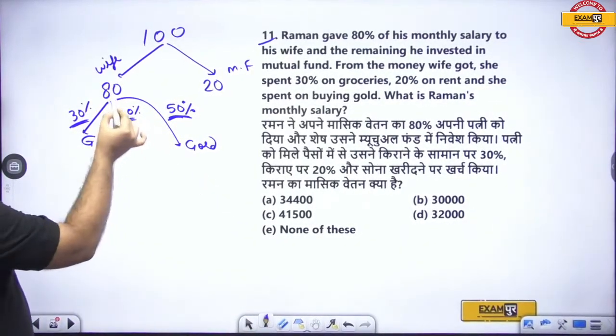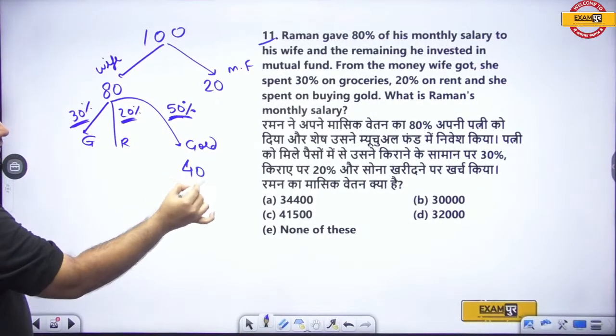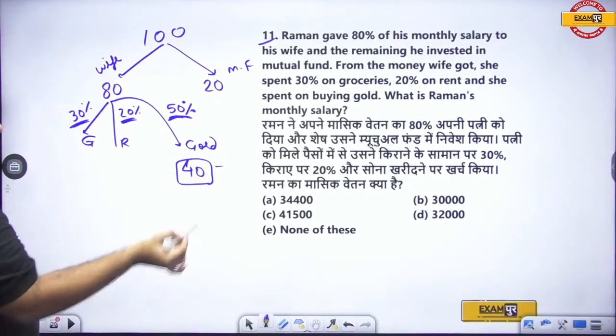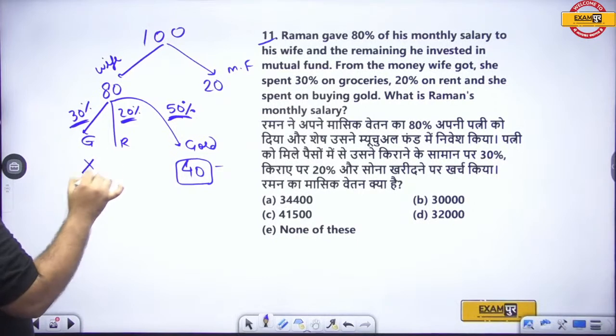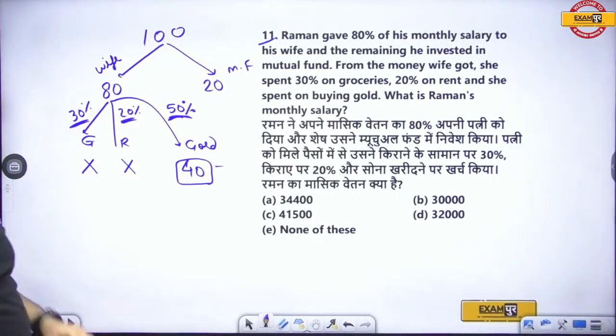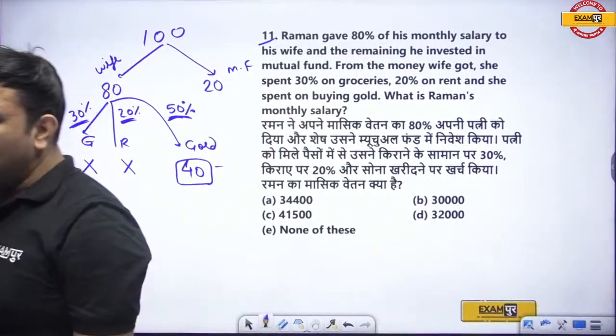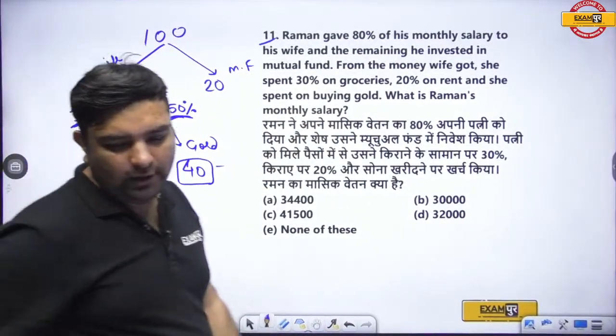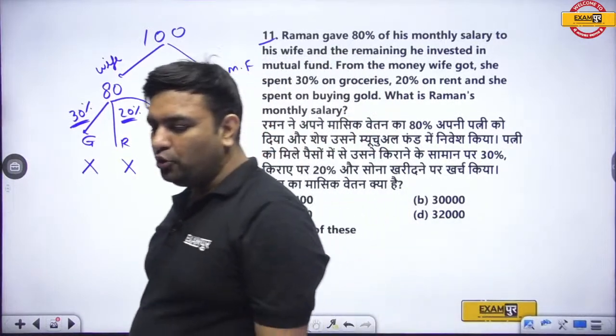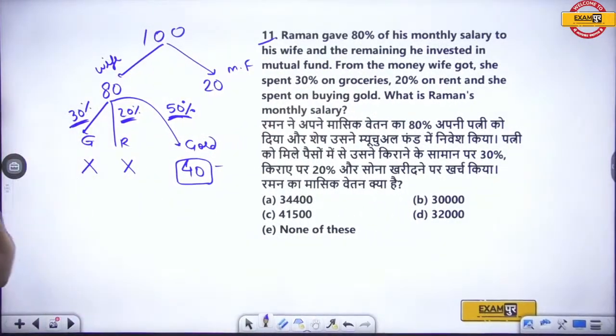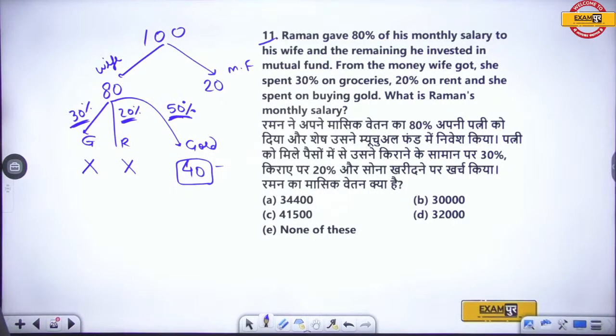So what is 50% of 80? Half, 40. So we directly come out to this value. Neither we find out the value on grocery, nor the value on rent. We directly come out to 50% of 80, that is 40. Question is gone.